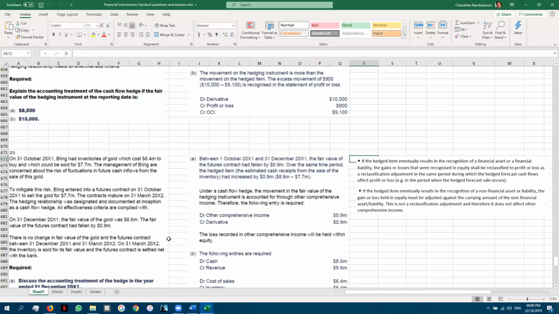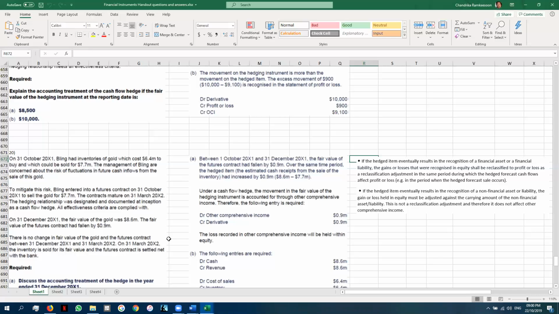The hedging relationship was designated and documented at inception as a cash flow hedge, meaning that the normal treatment would be gains and losses through OCI. All effectiveness criteria are complied with.